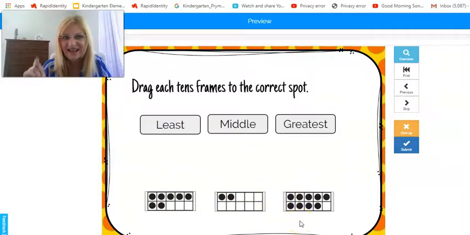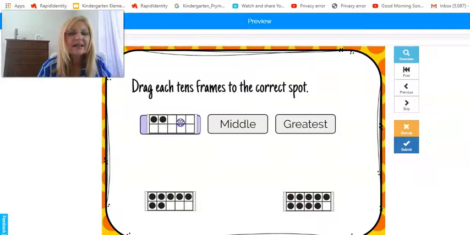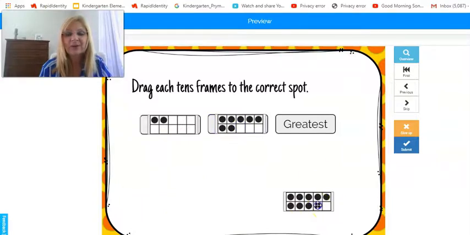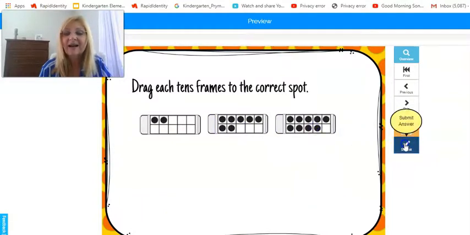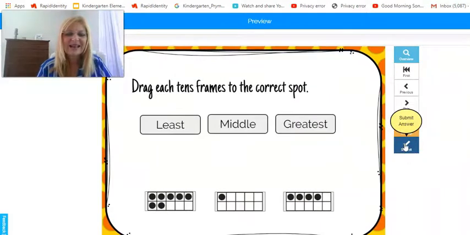Can you do it without even counting? 9. So which is the least? Touch the one that's the least. Show me with your finger where it would go. Yes, the least would be 2. And next would be what? 7. And the greatest is 9. Got that right. Let's do another one.